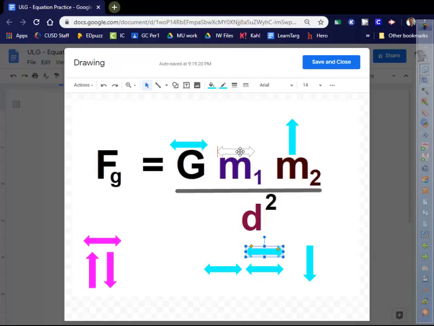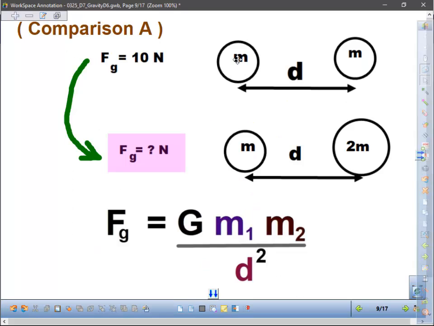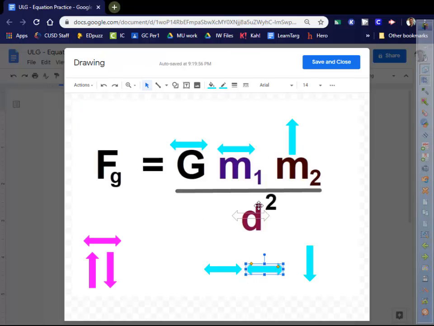Mass 1 is constant. We can see it was M and it's still M. It didn't change size or mass, so it's the same amount of mass. Now let's move over to distance. What's our distance doing? Increasing, decreasing, or staying constant? It is constant. Okay, the distance is constant.